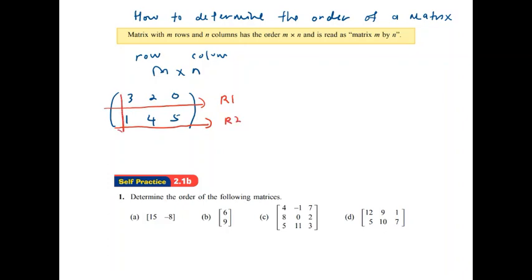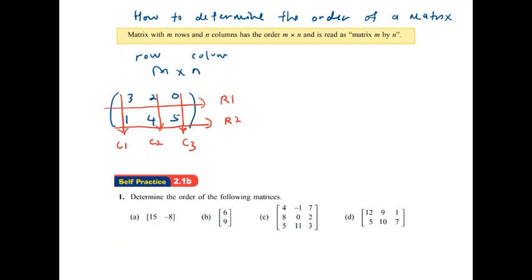1, 3 and 1 are in column 1. 2 and 4 are in column 2, and 0 and 5 are in column 3. For this example, we have 2 rows and 3 columns.